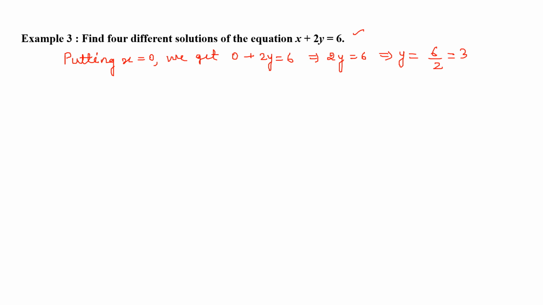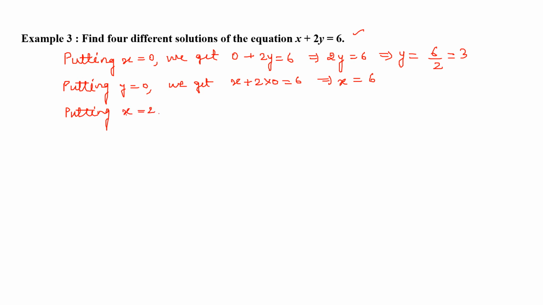Now next I am going to put y as 0. So when I put y as 0, we get x plus 2 into 0 equal to 6, which will give me x equal to 6. So this is my second solution. Now third solution, you can put any values. Okay, you can put x as 2 also.